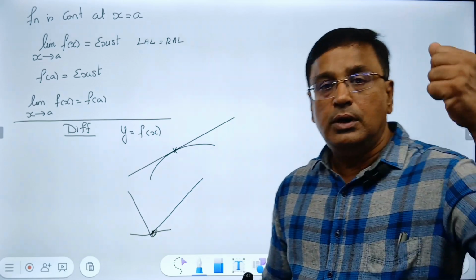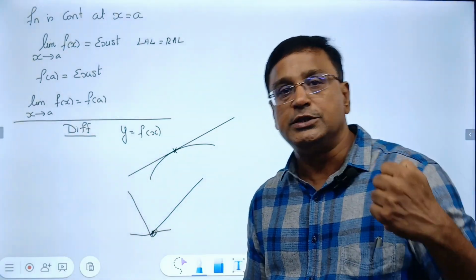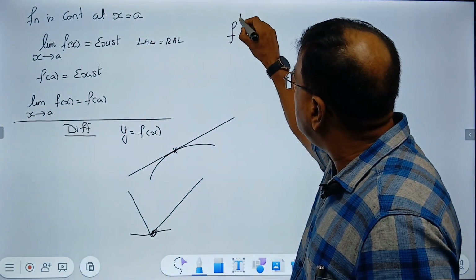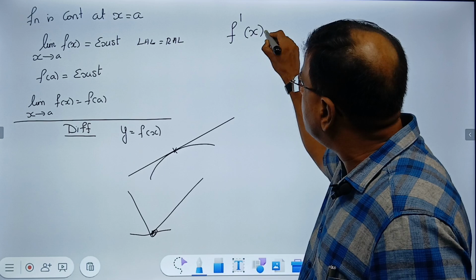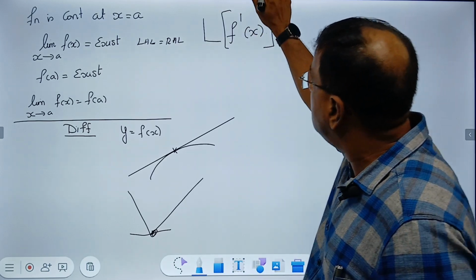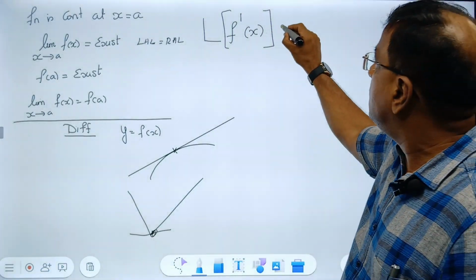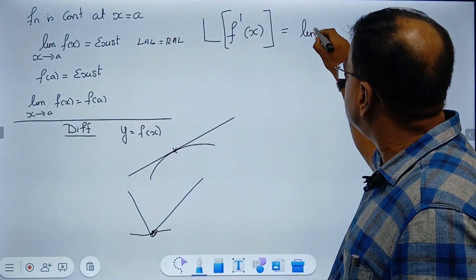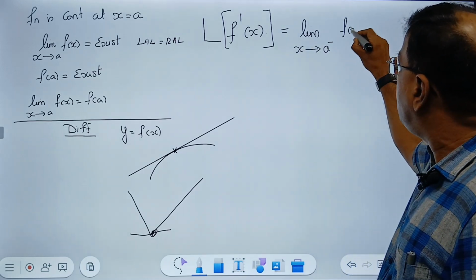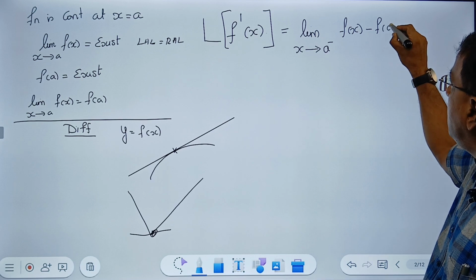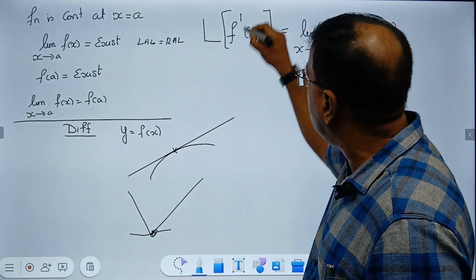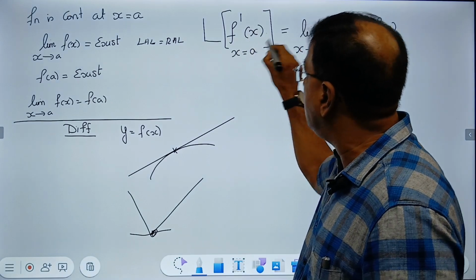Last year you studied first principle differentiation, so I'm going to use the same idea here. For me, this is the formula for whether it's possible to differentiate. This is called the left hand derivative of f of x. The formula is: limit as x approaches a minus of f of x minus f of a divided by x minus a. This is the left hand derivative of the function at x equal to a.